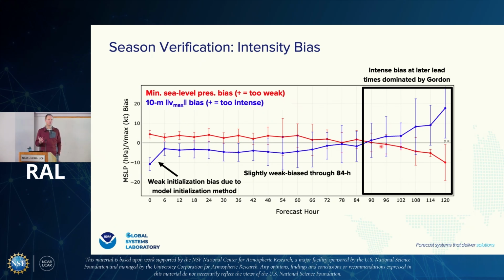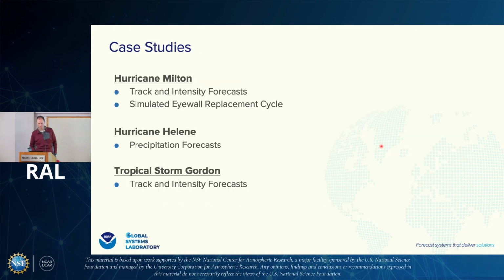Gordon in particular, our forecasts were way too intense as compared to what actually happened, a weak storm that ultimately dissipated in the central Atlantic.